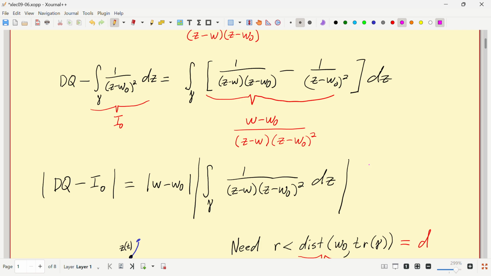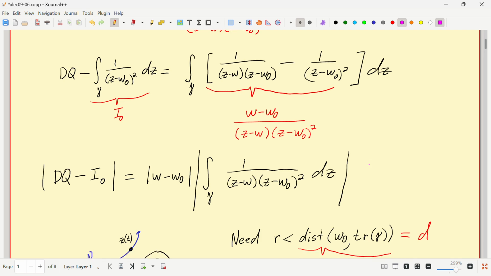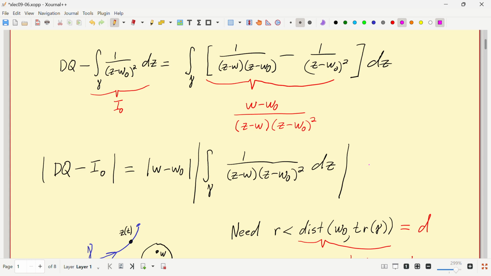I'll have a w minus w naught on the outside there in front. And so all I have to do is get a bound on that integral there. And that was the key to the problem. Once you do the algebra, you have to figure out I need to get a bound on that somehow. Because then as w goes to w naught, I'd get 0 in the limit. And that would mean the difference quotient tends to that I naught.